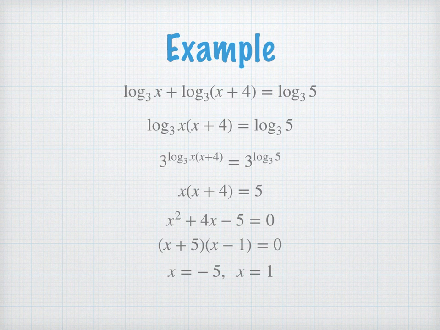Now, when we go to plug things back in and do a quick check and make sure they work, trying to plug in x equals negative 5 does not work. Notice your first term of our original equation was log base 3 of x. Well, if we're plugging in negative 5, that would be log base 3 of negative 5. We cannot take the log of a negative number. So that means negative 5 is not actually a solution for us here. So we have to cross it out, and we're just using x equals 1 as our solution.